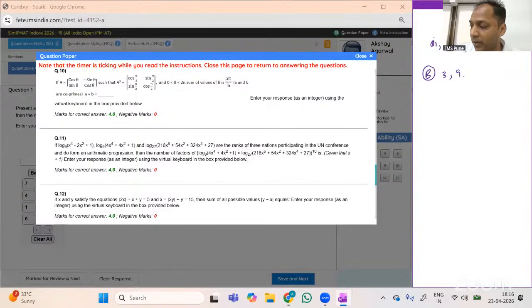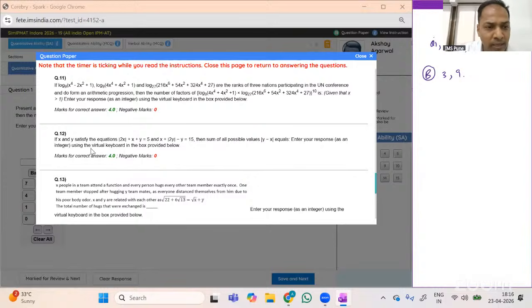I'll just spend maybe a couple of minutes on this question while I'm working on it. X and y satisfy this equation, then the sum of all possible values of mod of y minus x, and y parallelly satisfy this equation. I think I just have to take quadrants and solve these equations. I think I'll get 4 sets of equations. So question number 12 is something which I have seen.